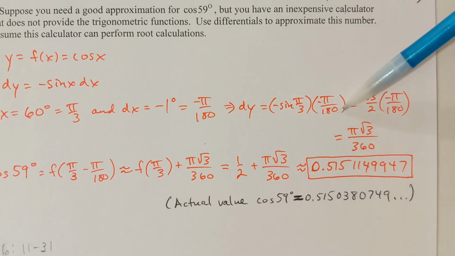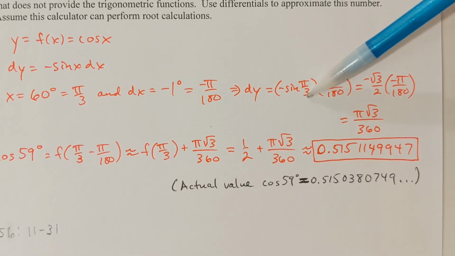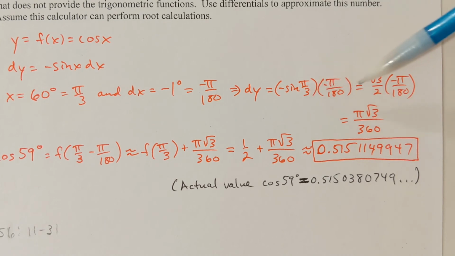So I'm plugging those numbers in here. And sine of pi over 3, that'd be root 3 over 2. There's a negative in front of this, though. And I'm multiplying negative root 3 over 2 by negative pi over 180.